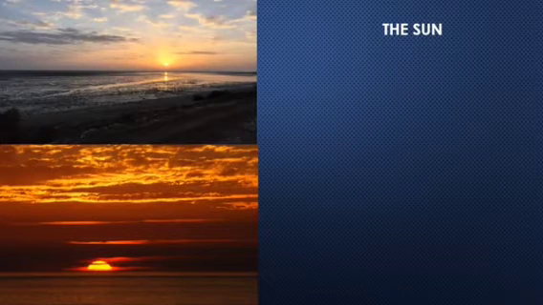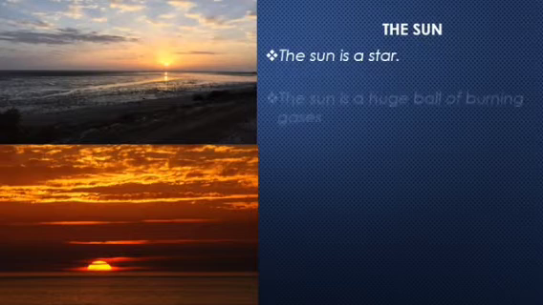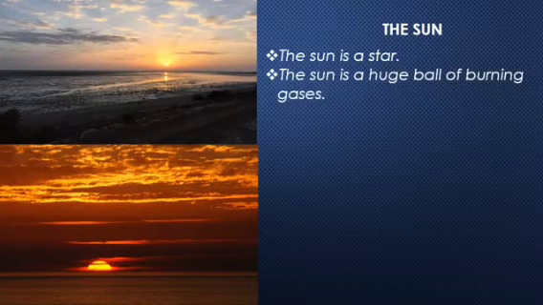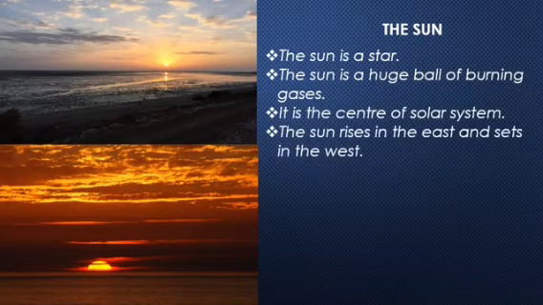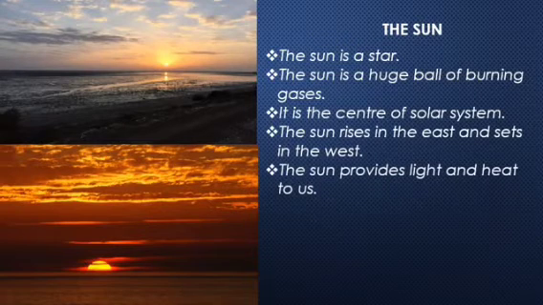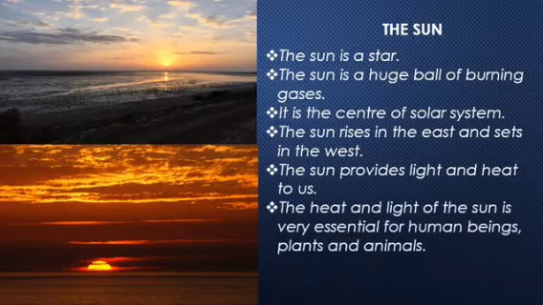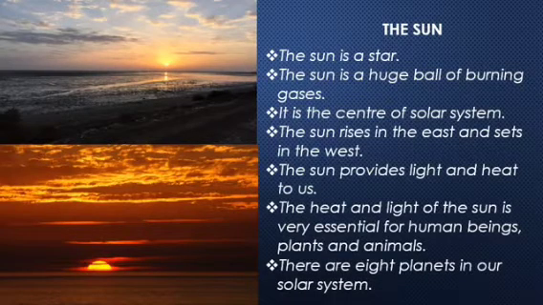Let us recall. The sun is a star. The sun is a huge ball of burning gases. It is the center of solar system. The sun rises in the east and sets in the west. The sun provides light and heat to us. The heat and light of the sun is very essential for human beings, plants, and animals. There are 8 planets in our solar system.